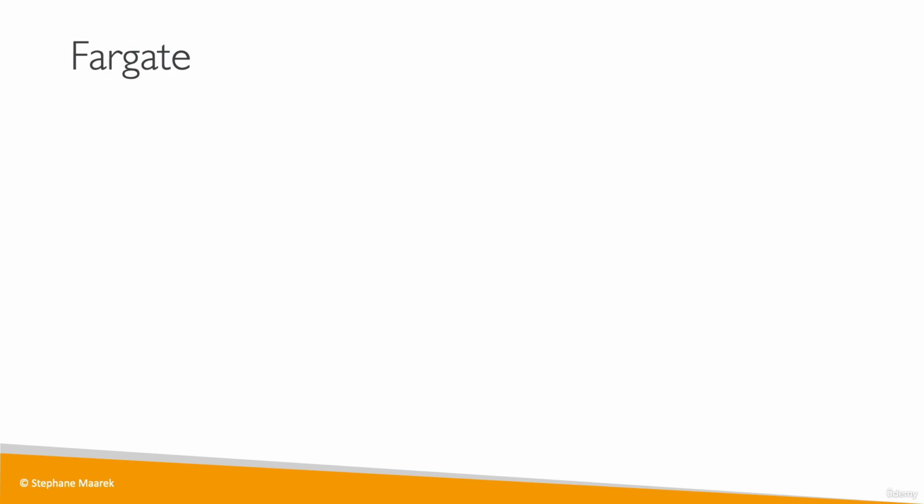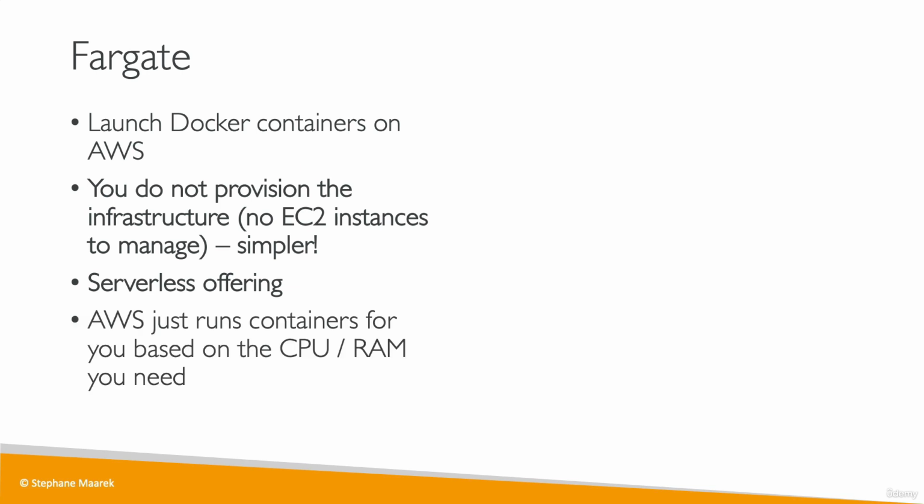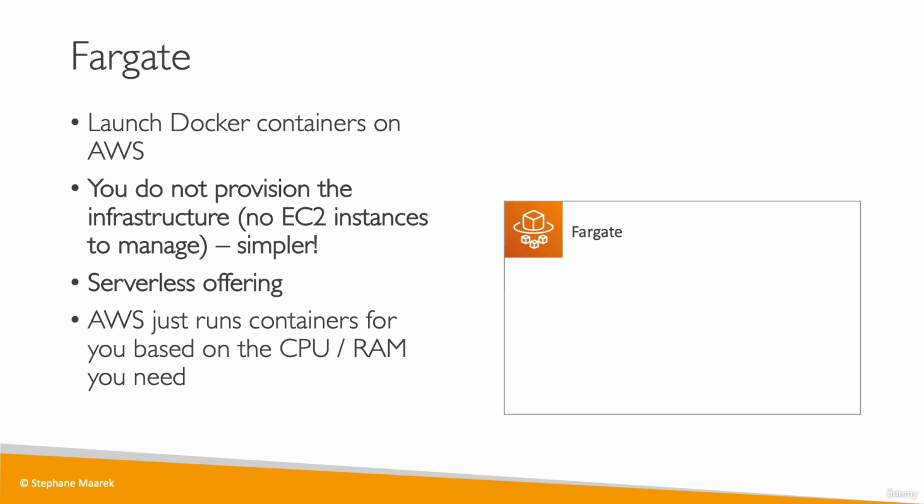Now let's talk about Fargate. So Fargate is also used to launch Docker containers on AWS. But this time with Fargate, we don't need to provision any infrastructure. So we don't need to create any EC2 instances and manage them. And this is a much more simple offering from AWS. This is actually a serverless offering because we don't manage any servers. AWS will just run the containers that we need based on the specification of CPU and RAM for each container. So Fargate is going to be a lot simpler to use, and I like it personally a lot.